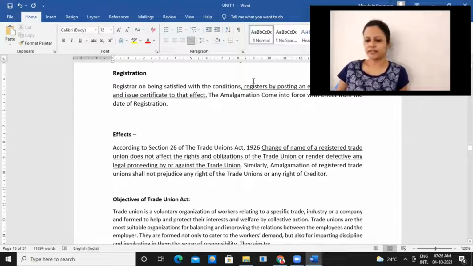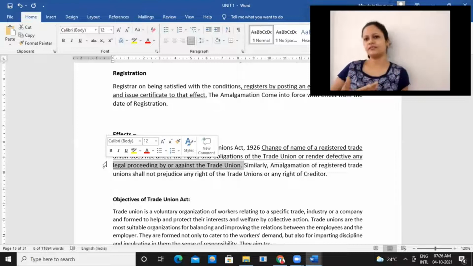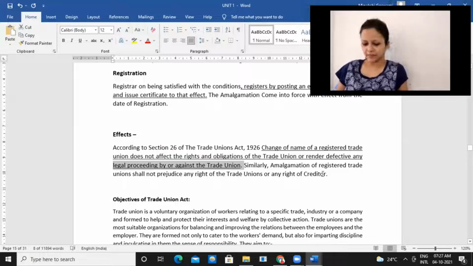Section 26 provides for the effects, and it says a change of name of a registered trade union does not affect the rights and obligations of the trade union. Simply because you have changed your name, it does not mean that your rights and obligations will disappear. Whatever obligations you had, you will continue to have, nor does it render defective any legal proceeding by or against the trade union. If there was some legal case pending, that case will also continue in the same way. You will not be given relaxation from those liabilities, whether by or against. If you have filed a case, you can continue it. If a case was filed against the trade union, that also will continue in the same way.